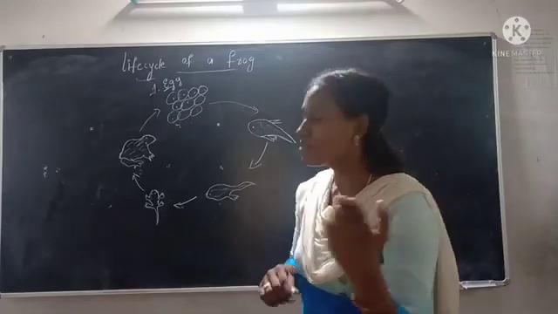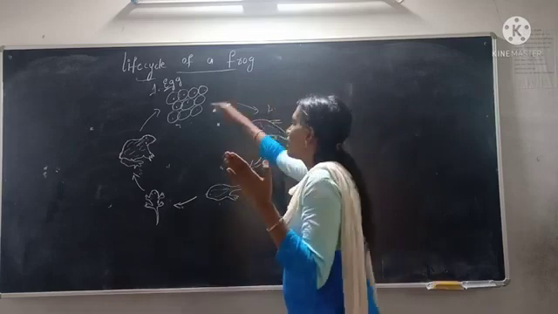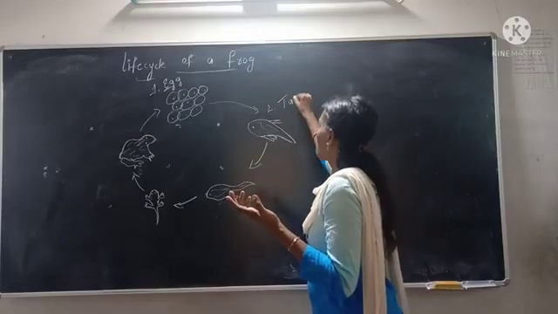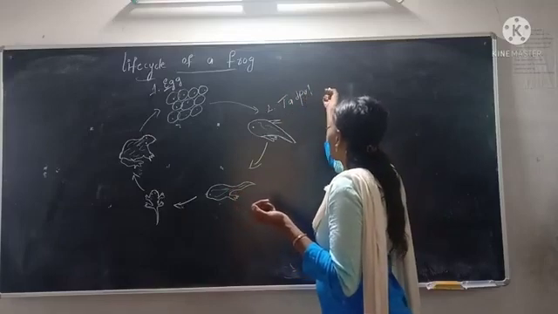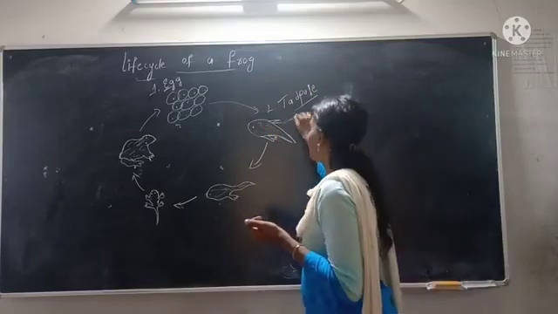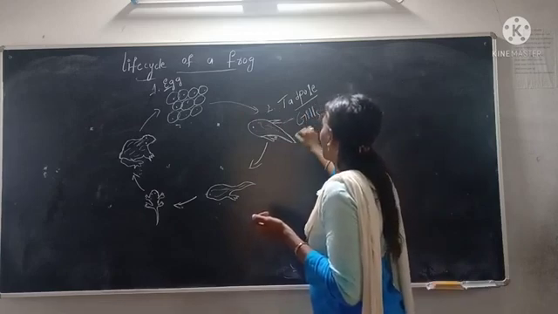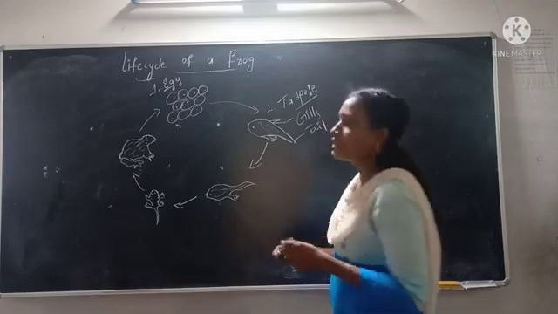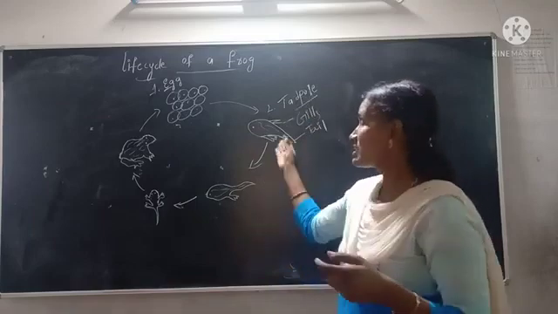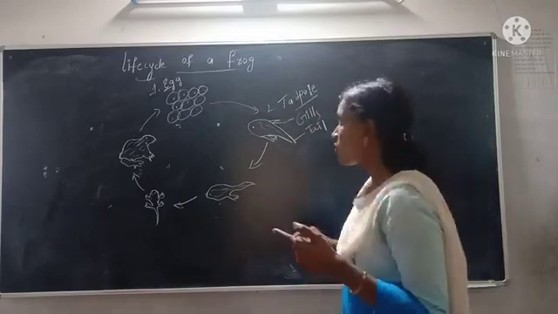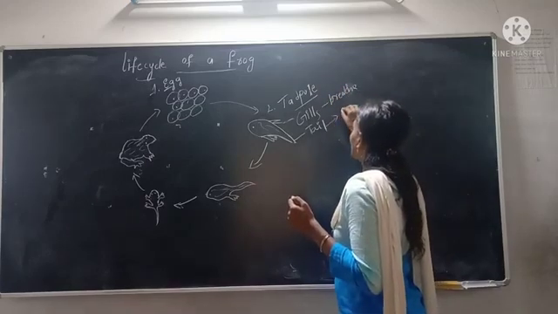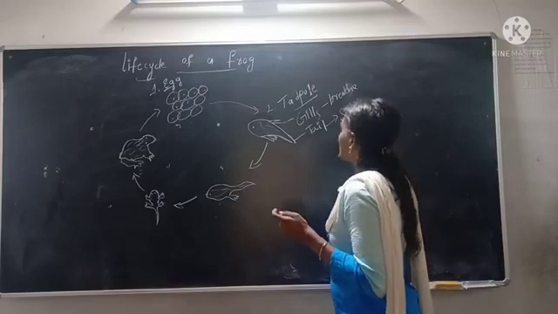After some days, the small tadpole hatches and comes out from the eggs. This is the second stage. In this tadpole stage, it has gills and a tail. We can observe that it is just like a small fish, because these tadpoles live in the water. Because of these gills, they can breathe under the water, and with this tail they can swim in the water.